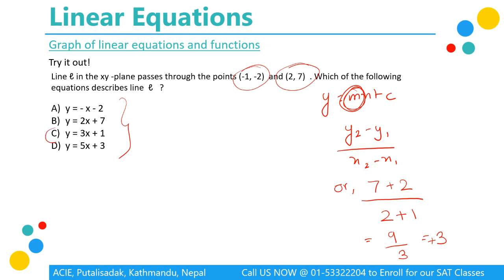Over here, C is the only one which has the positive 3 as a slope. Therefore, C becomes our right answer. So yes, there are times where you can use elimination, but in solving equations like these, it is easier to just find out the answer by solving it.